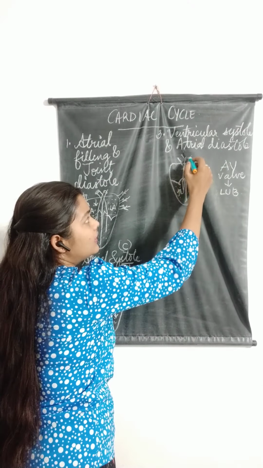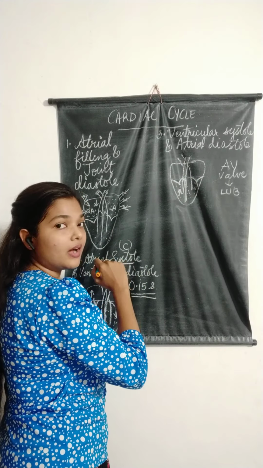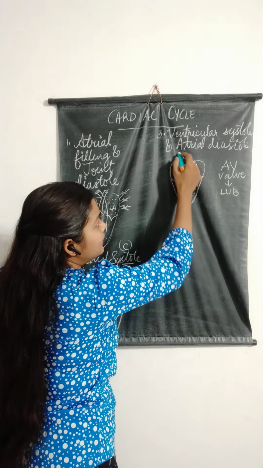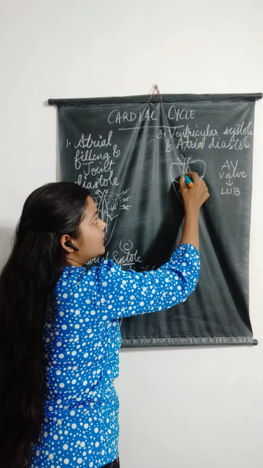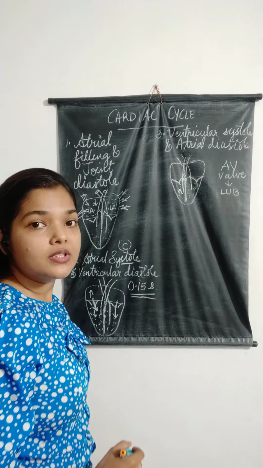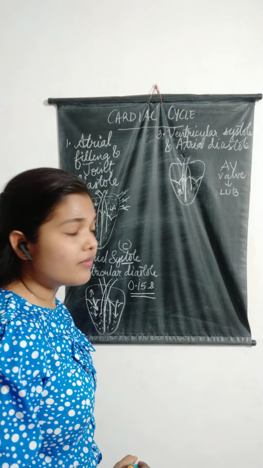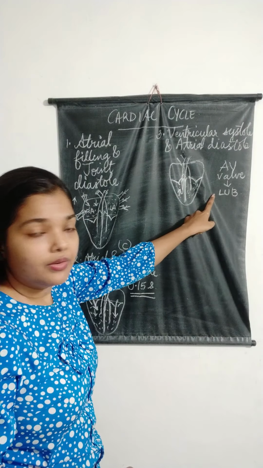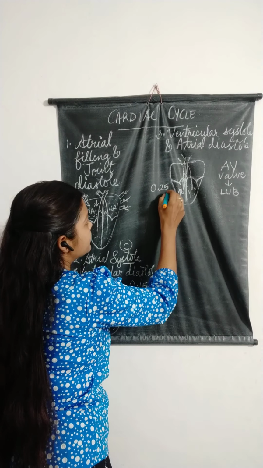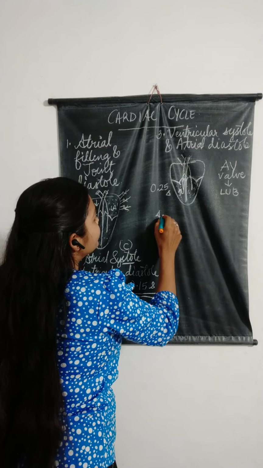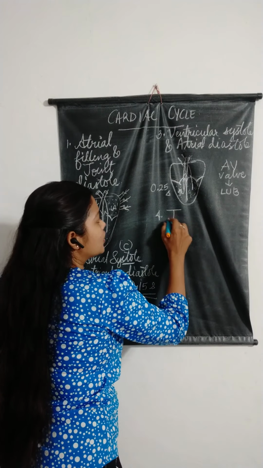From the right ventricle, it goes to the pulmonary artery. From the left ventricle, it goes to the aorta. So these semilunar valves which were present, they open up. This causes the opening of semilunar valve, closing of AV valve. This process takes 0.25 seconds. Now the fourth step is joint diastole.